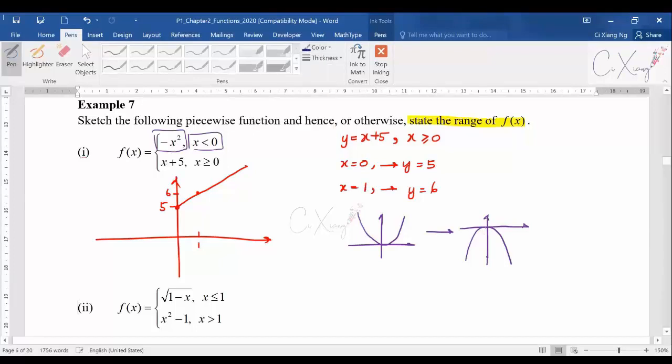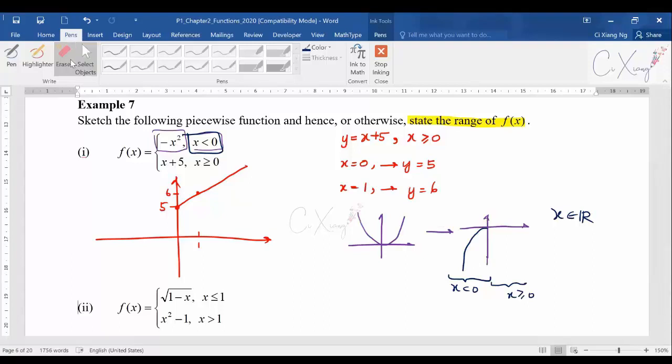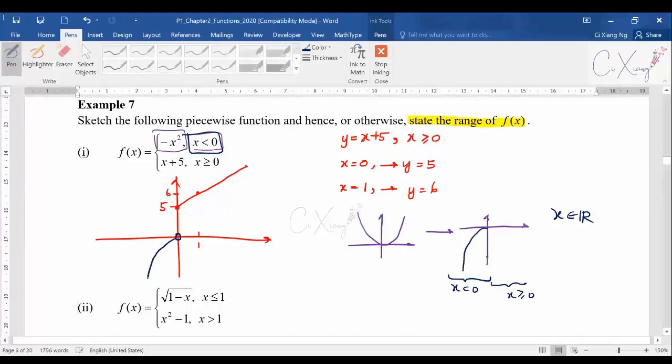And then this whole graph, the whole N shape, is for the domain where x can be any real number. But for this example, you only want to consider the part for x smaller than 0. So x smaller than 0 means here, correct or not? This part is x smaller than 0. This part is x greater equals to 0. So when you draw the graph, you should ignore the x greater than 0 part. You should only consider the smaller part here. And because there's no equal sign at 0, you put a white circle and then you draw the graph like this.